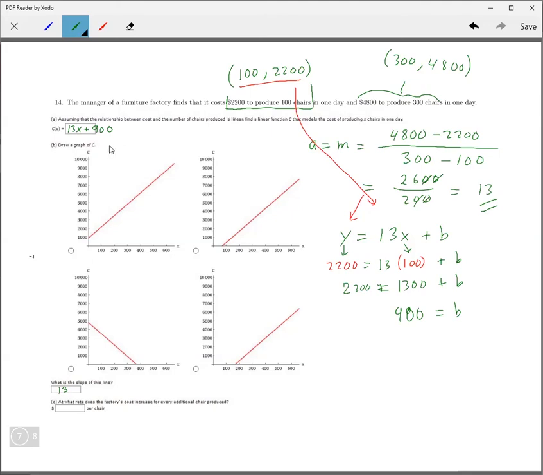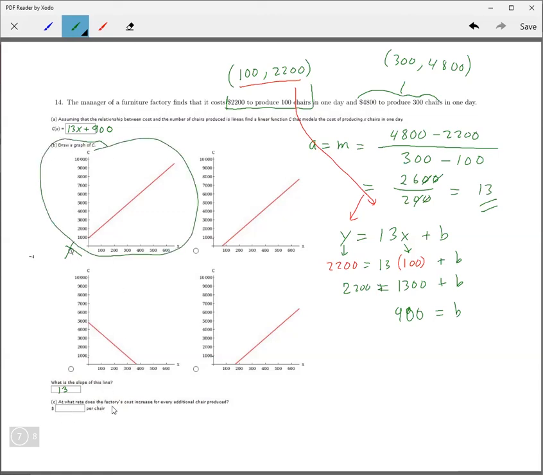And then go ahead and figure out which one of these is the graph. The initial value is 900, so that means that the y-intercept is 900. That looks like it's okay. This is not okay because it should have a value here. Again, the value should be here. So this is the only one that can happen. And it does look like the slope is 13. So this one is what it is.